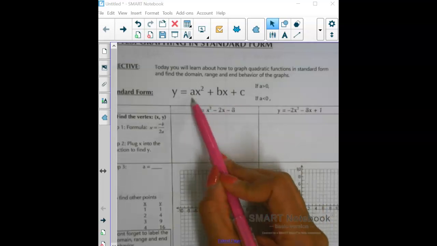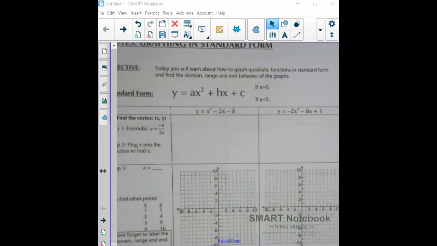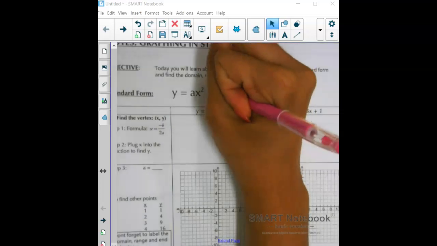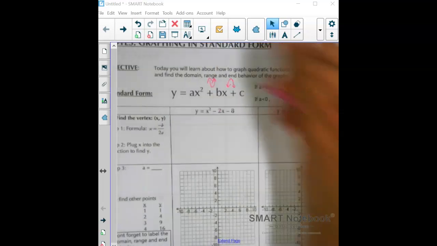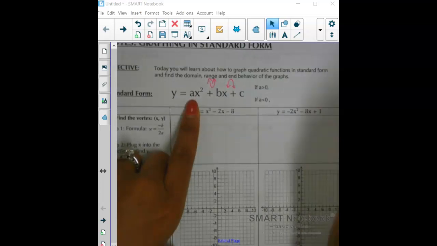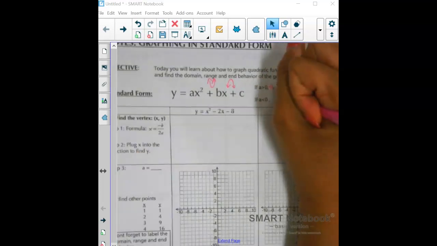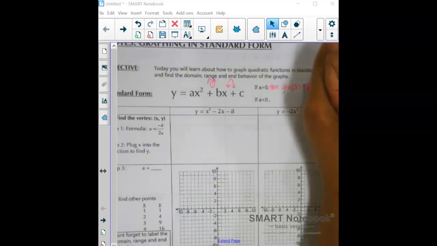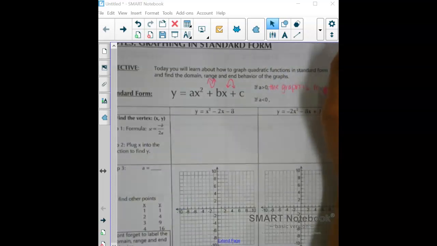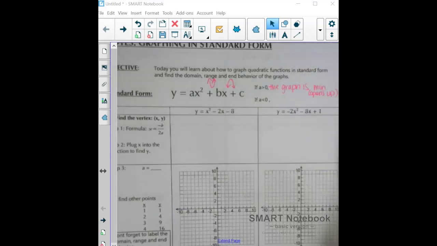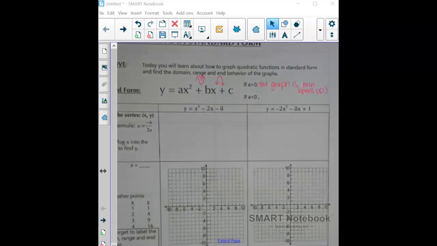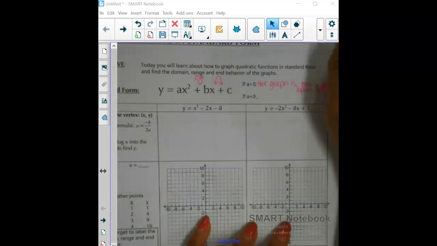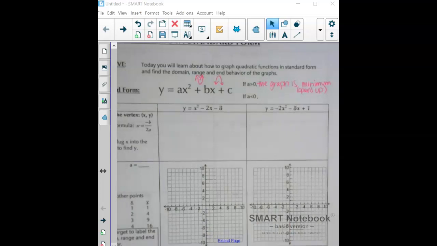This a value in front of your equation represents what happens to your graph. Specifically, if your graph is going to open up like a cup or if it'll open down like a frown. So if this a value is greater than 0, that means your graph is going to open up, which is a minimum. So opens up, that means your graph is a minimum. And let me actually write out minimum. It's a minimum graph, which means the graph is going to open up like a cup.